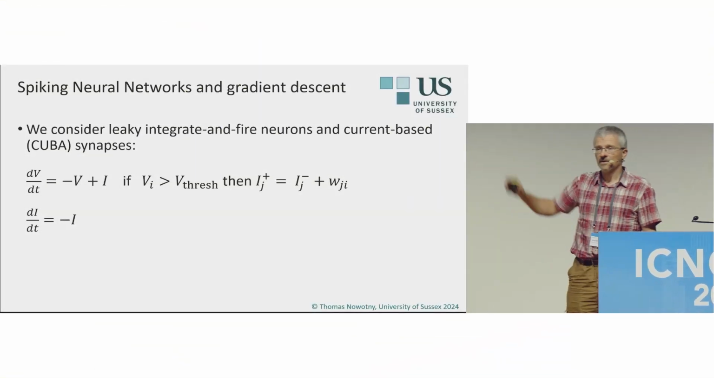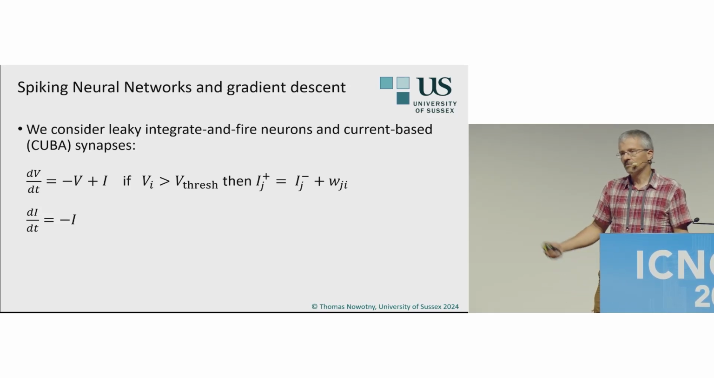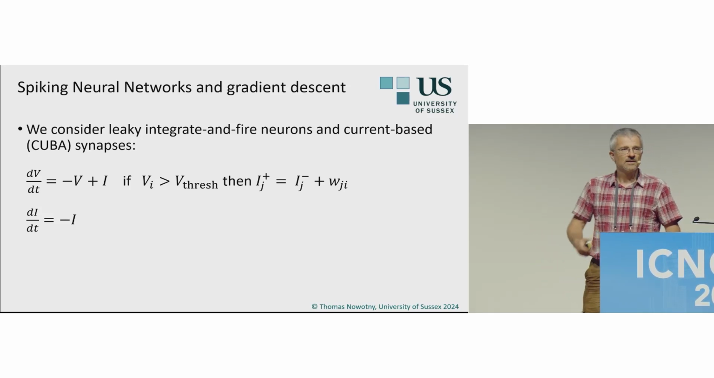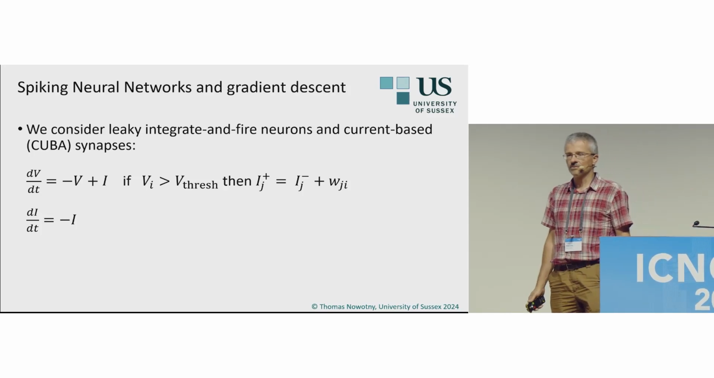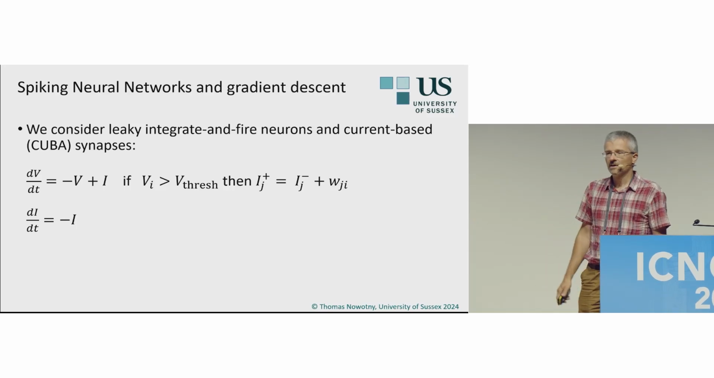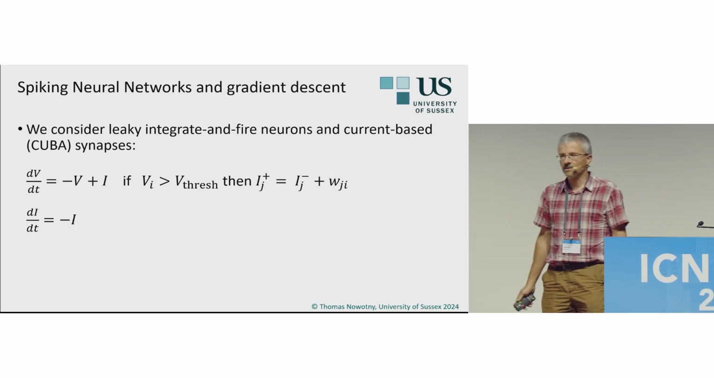So we're going to talk about spiking neural networks that are defined by leaky integrate-and-fire neurons and current-based synapses, like so, where you have a leaky integration, which is an ordinary differential equation. Then if you pass a threshold, you emit spikes. That then means that a weight-dependent current is added to the postsynaptic neurons, and these currents decay exponentially, which is the second differential equation there.